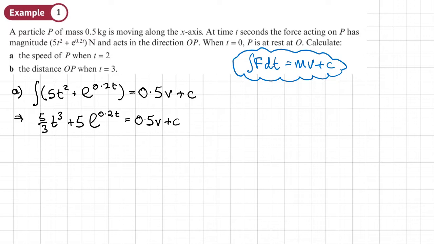We want to find c, so we look for some information in the question. When t is 0, P is at rest.